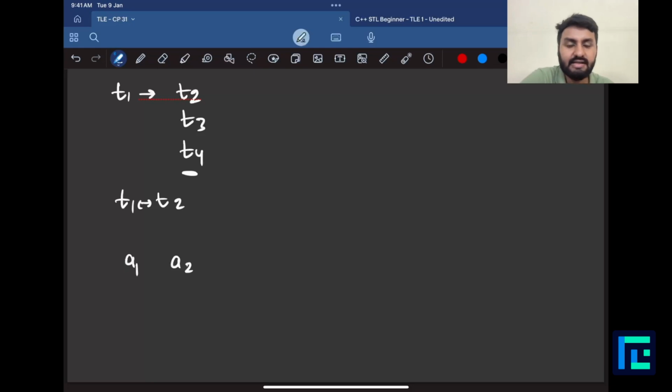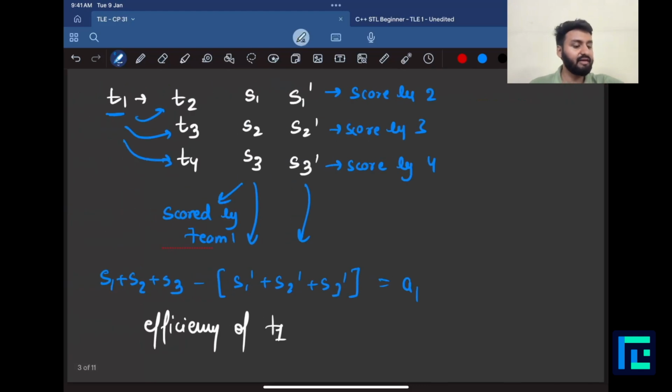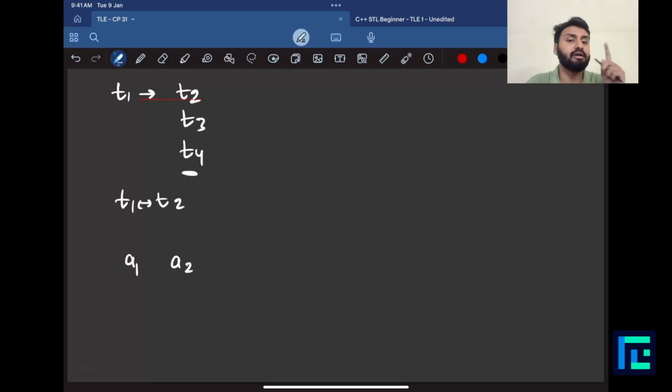Why do I say this? Because when I'm talking about some ith team and that ith team scores, then the efficiency has to increase, because remember, when I was talking about T1 with T2, T3 and T4, I had the scores S1, S2, S3 done by T1, and that was getting added, not subtracted. So individually, if T1 did put a goal against T2, then A1 has to increase and become A1 plus 1. I hope this is clear.